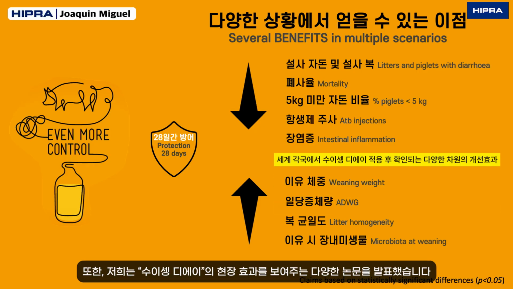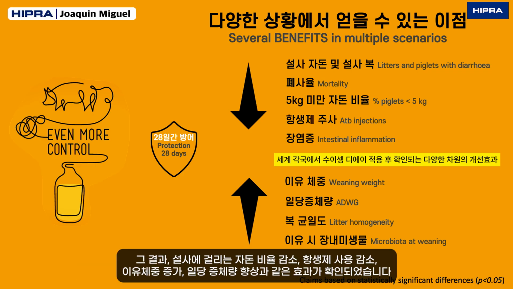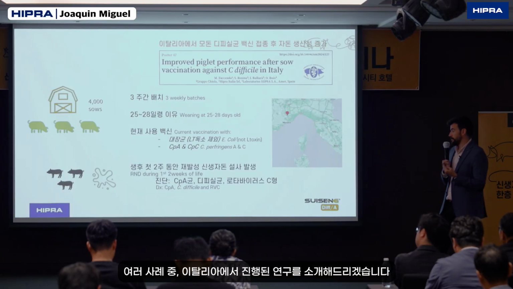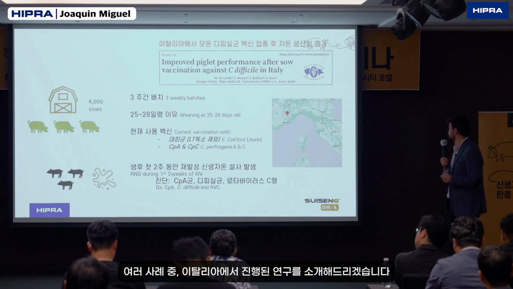And we have published a lot of papers highlighting the benefits. We have had a reduction in the percentage of piglets suffering diarrhea, a reduction in the usage of antibiotics, and an increase in the weaning weight and in the average daily weight gain. Even recently, we have demonstrated how the reduction of neonatal diarrhea leads to lower intestinal inflammation and a better microbiota at weaning. Of all the field publications we have done, we have selected this one.